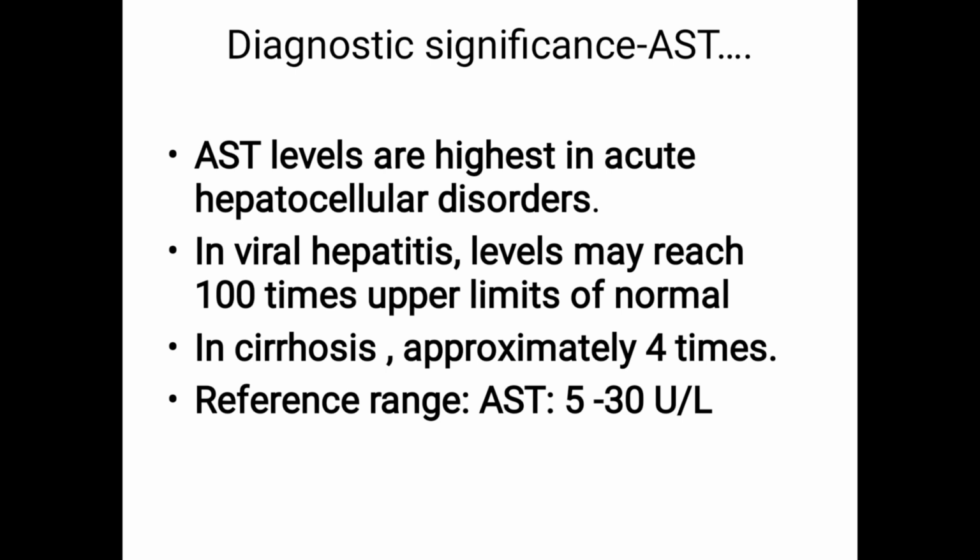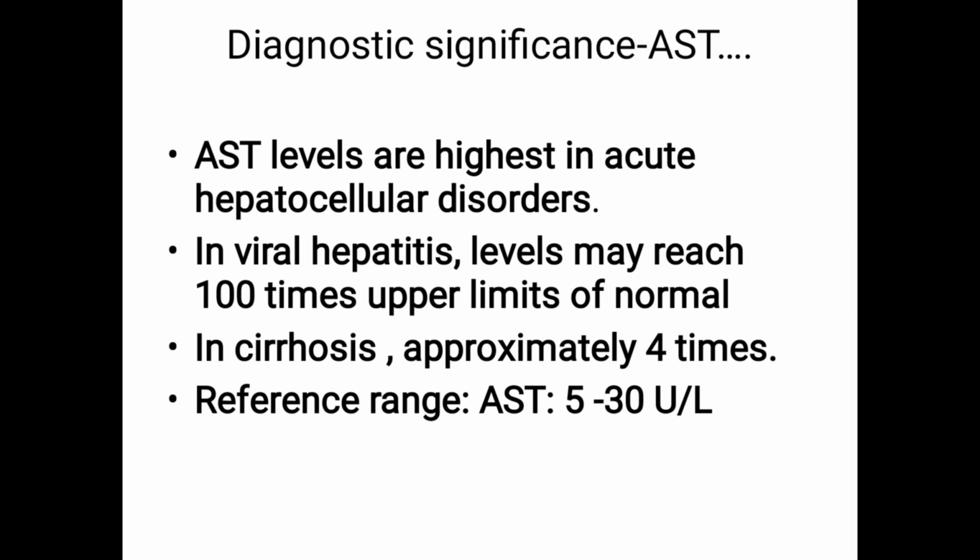In viral hepatitis, these are particularly infections of the liver. It may be toxic, viral or cirrhosis of the liver. In these 3 conditions, mainly liver cells are damaged: viral, toxic and cirrhosis of the liver. In viral hepatitis, you have heard about hepatitis viruses, hepatitis B surface antigen, hepatitis B virus, all cause viral hepatitis. In viral hepatitis, levels of AST may reach 100 times the upper limit of normal.